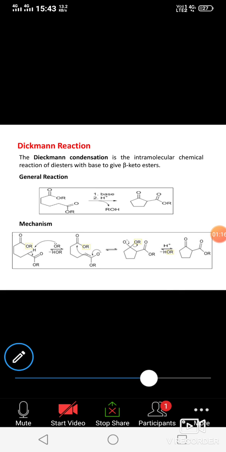Okay, so the Dieckmann reaction is the intramolecular chemical reaction of diesters in presence of base, and it will give the beta keto esters. Okay, so when you are performing the Dieckmann reaction, whatever product you will get, the product is known as beta keto ester. So see here, I have given the general reaction. You can see the reaction, you are having the ester compound which is having the two ester functional groups.